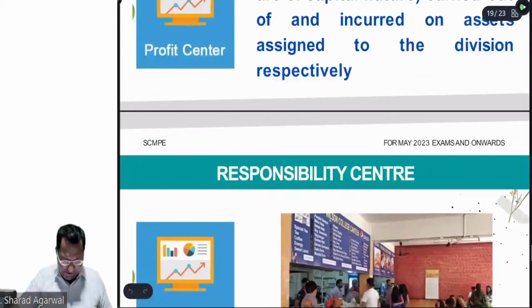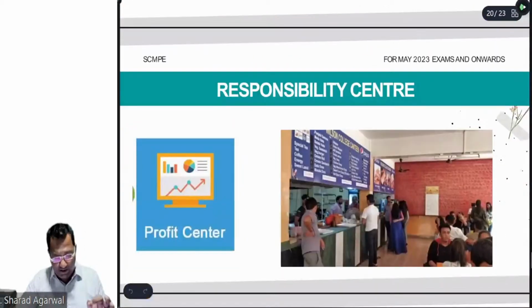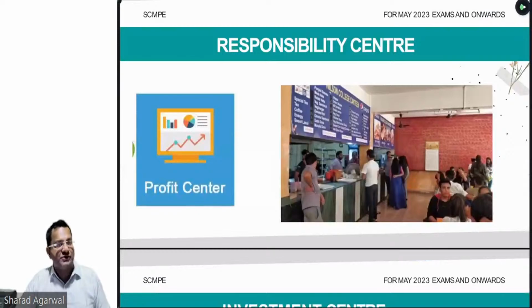First of all, let's take the example given by the study material. Canteen in a college. They are not only responsible to control or reduce their cost, but they're also responsible for revenue generation. Indirectly, their performance will be evaluated: how much profit you have generated during the period from your department. So a canteen in a college, or in any organization or factory, can be considered as a profit center.